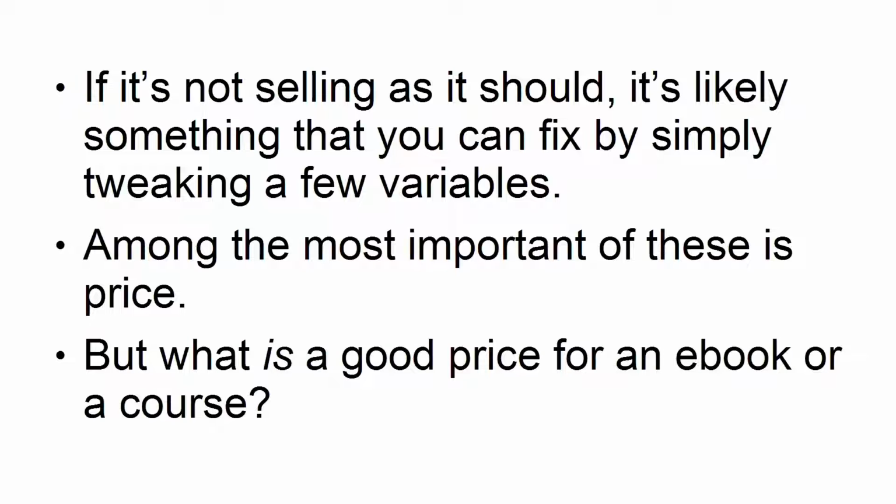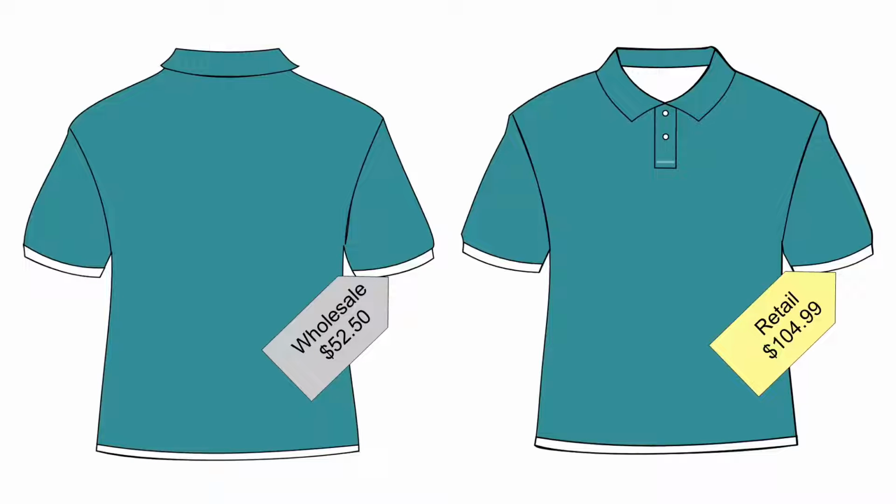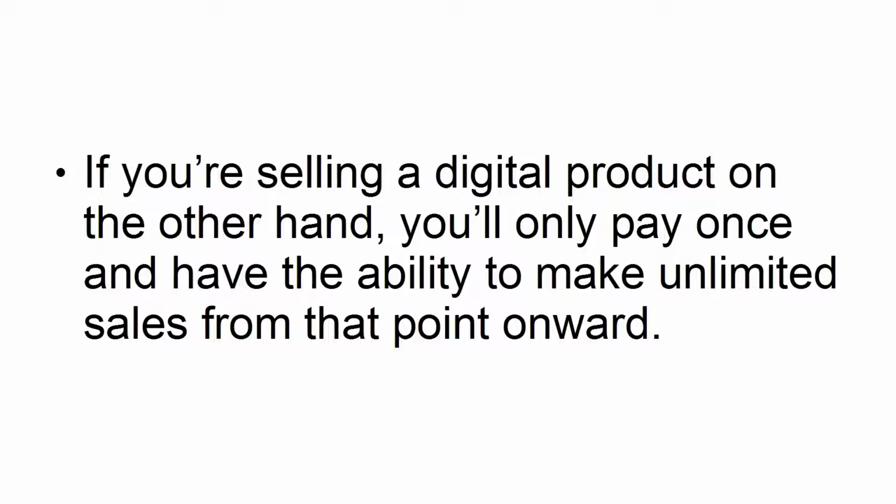But what is a good price for an e-book or a course? Were you selling a physical product as a reseller, then you might use a pricing strategy called keystone pricing. This means that you charge twice the amount you pay for it when buying it from wholesalers. While this is fairly standard, it only works if each individual unit has a cost associated with it. If you're selling a digital product, on the other hand, you'll only pay once and have the ability to make unlimited sales from that point onward.